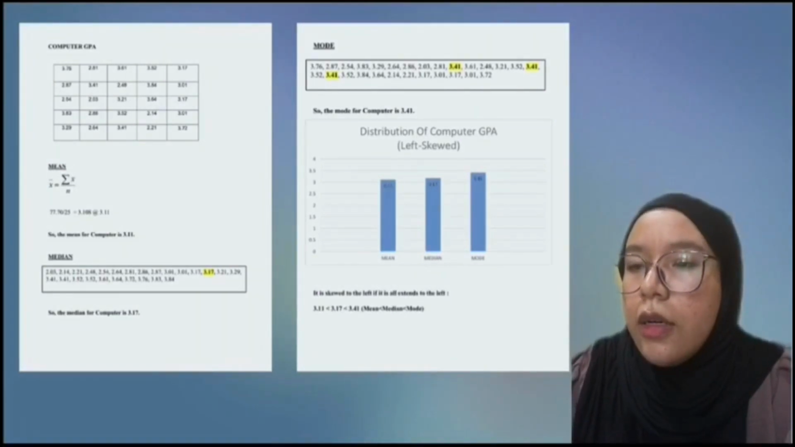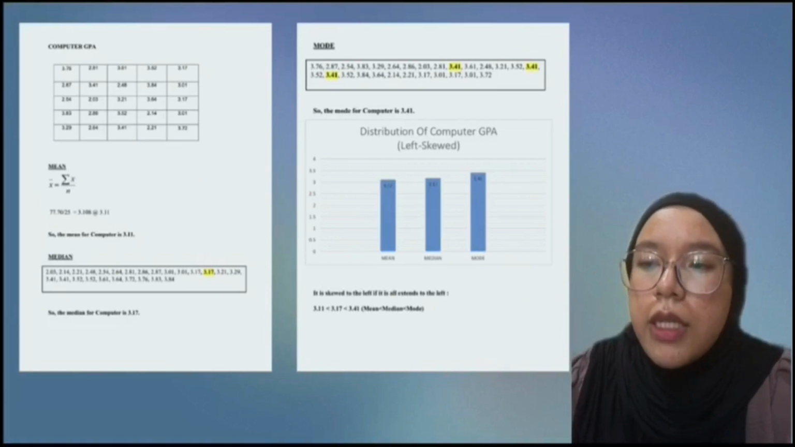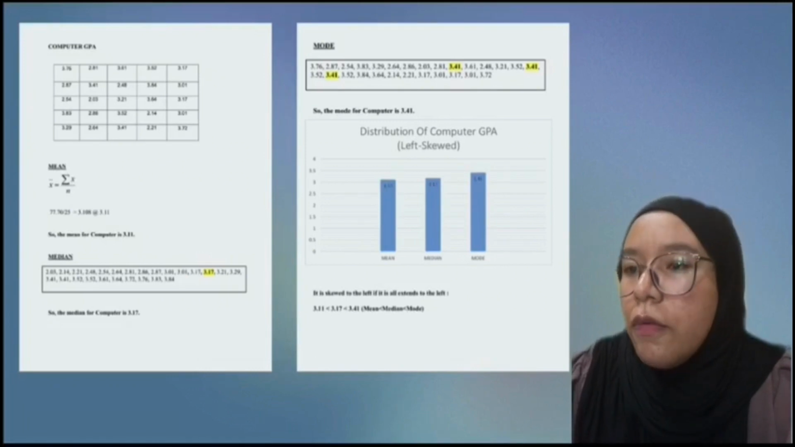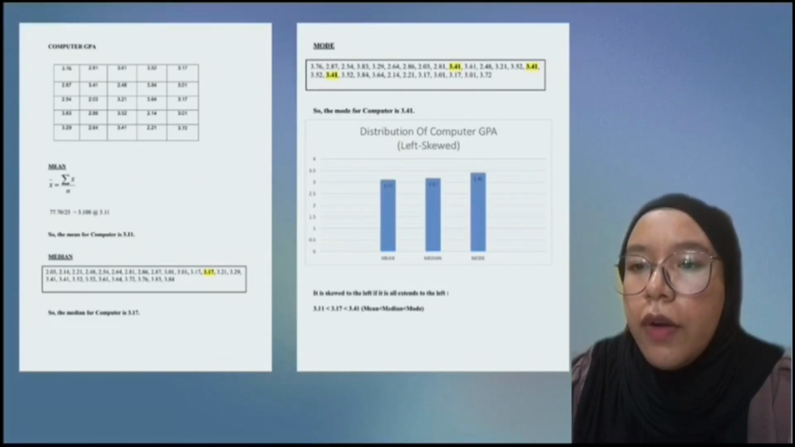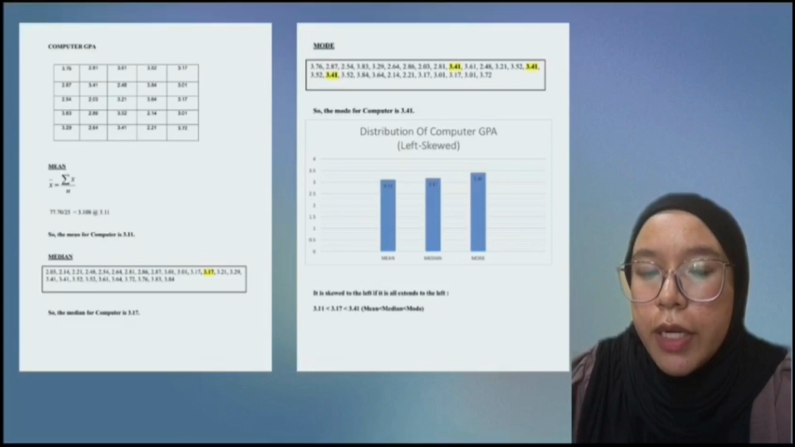Okay, next is for computer GPA. We can see that there are all the sample scores for computer GPA and there are 25 entries in the sample. Firstly, there is also the formula for mean, median, and mode. For mean, where x is the midpoint of a class and n is the number of entries in the sample, the answer for mean for computer GPA is 3.11 after rounding.